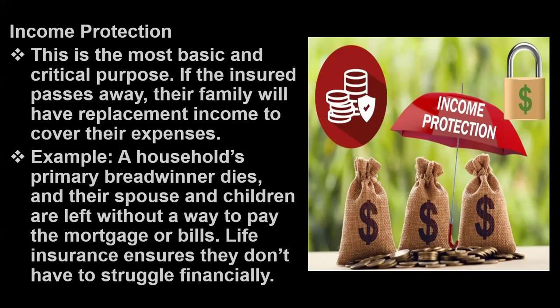Very basic income protection: if somebody has an income and other people rely on it, they need what's called income protection. An example is a primary breadwinner in a household who dies, and their spouse and children are left without a way to pay the mortgage or the bills. Life insurance ensures they don't have to struggle financially. They've just lost their parent or their spouse, so the financial stress of not having money to pay the bills compounds on top of the already existing stress of losing a family member.